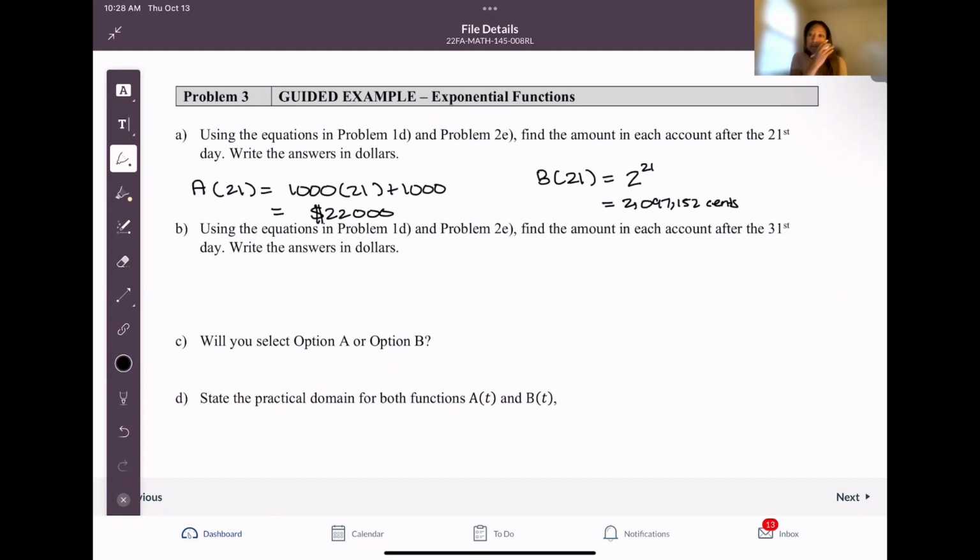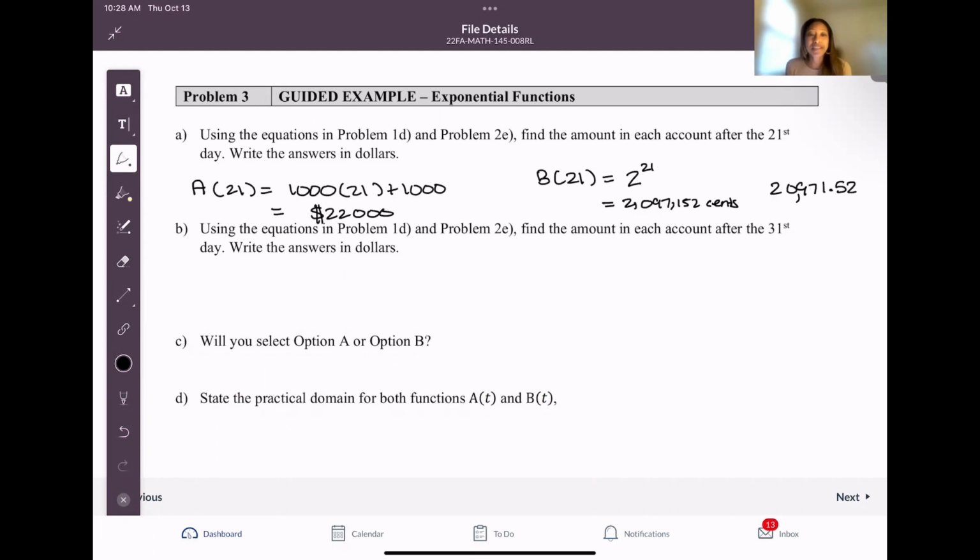We're asked to put our answer in dollars. So to convert from cents to dollars, I'm sorry, I have something in my eye. To convert from cents to dollars, you need to move your decimal place over 2 units to the left or divide by 100. This would give us $20,971.52. As you can see, at first, option B was much, much less than option A. But now option B is still less, but it's a little bit closer than what we saw before. So option B is catching up.